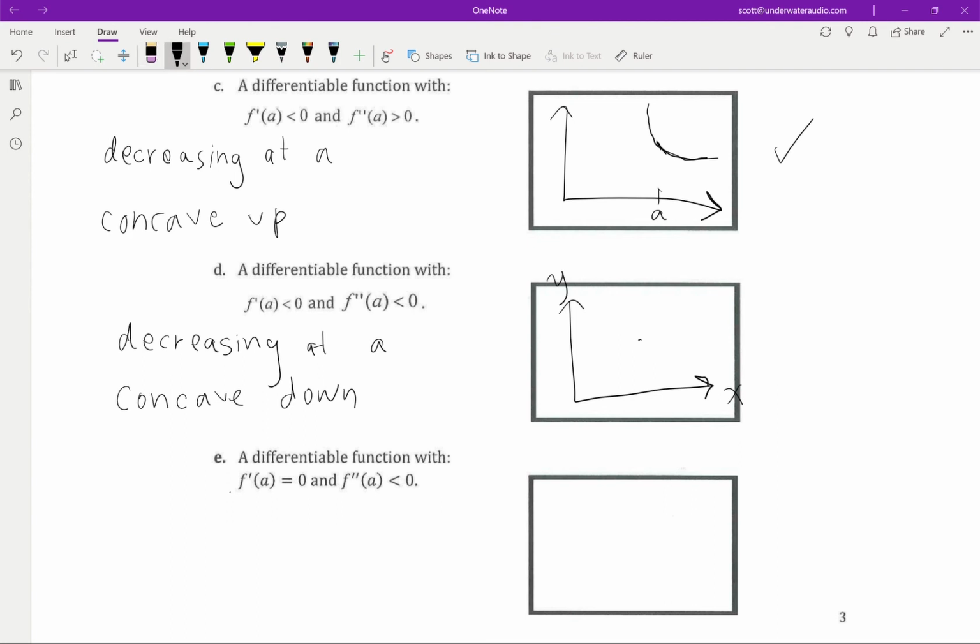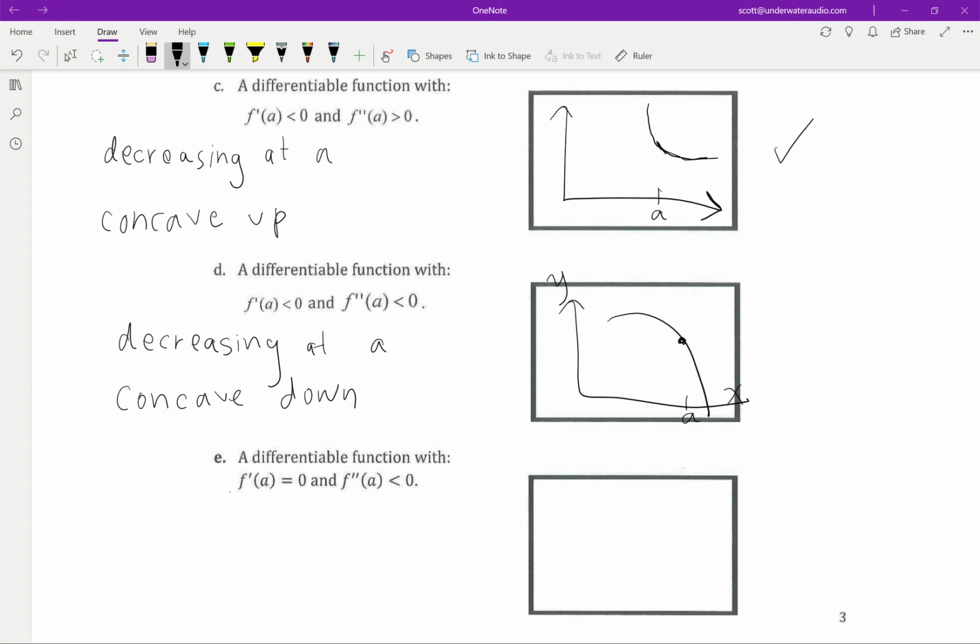Okay, so let's draw it again. So this is, let's see, something like that. Yeah, that's better. So this is the most positive the slope ever is. Like it's bigger and then it gets smaller and smaller and smaller. It's a really ugly graph. So in the drawings here, we have something concave down and it's decreasing right there.